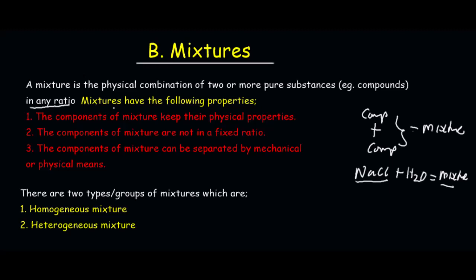So a mixture occurs in any ratio. All right. It can be 2:1. It can be 3:1. You don't know. All right. So that is what a mixture is. Let's take note of physical combination and then 2 or more pure substances. All right. And mostly compounds. Now, mixtures have the following properties. The first one is that the components of a mixture keep their physical property.